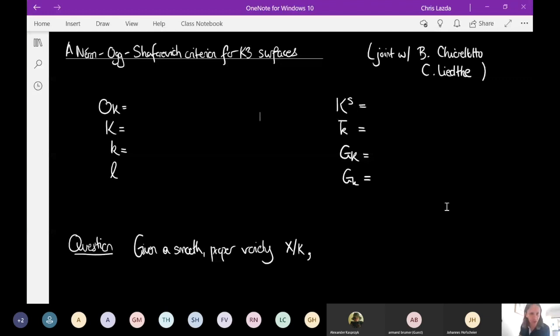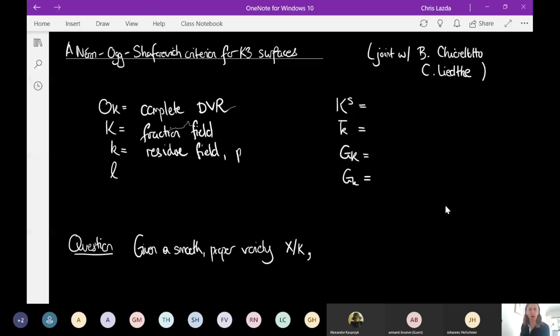So just to begin, I'm going to set up some notation that I'm going to use for the whole talk. So O_K is going to be a complete discrete valuation ring. Big K is going to be its fraction field. Little k is going to be its residue field, that I'm going to assume is perfect. But I'm not going to make any assumptions about characteristics.